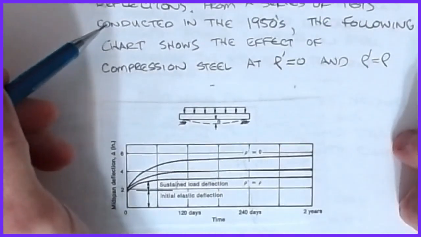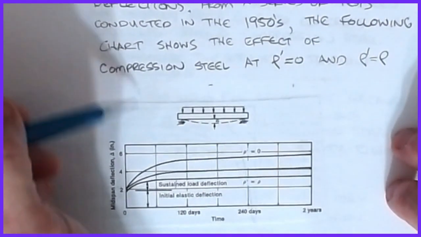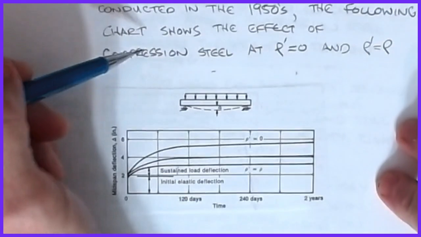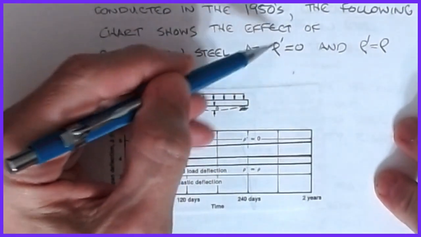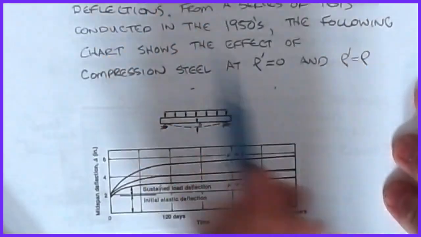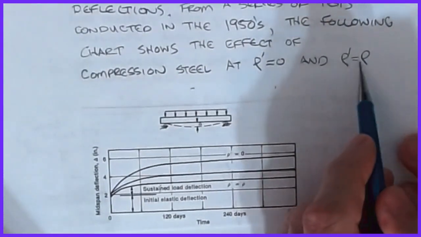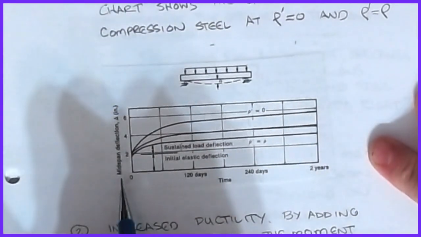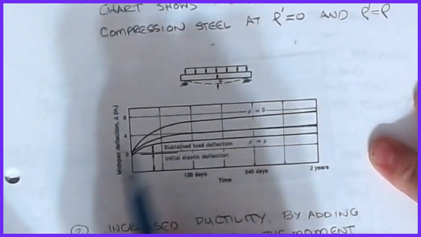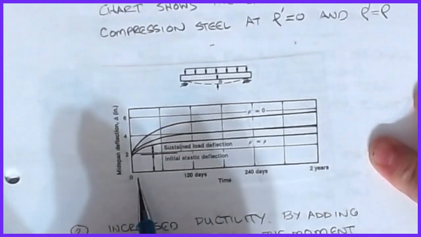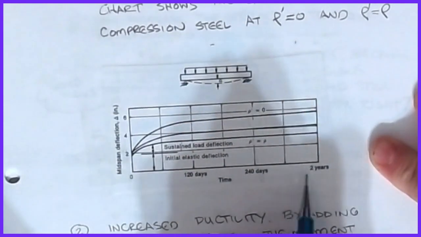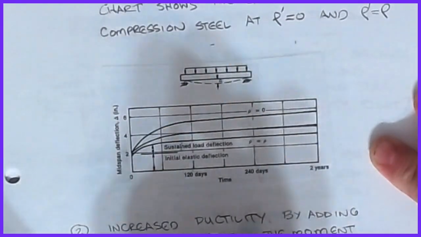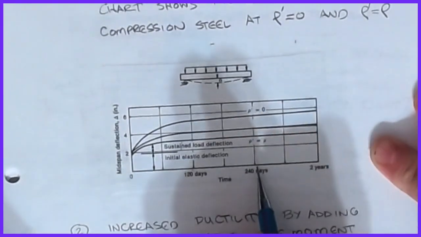And so from a series of tests that were conducted in the 1950s, this picture shows for a simply supported beam the effects on our deflections by adding compressive steel at what we call a rho prime of 0, meaning no compressive steel, all the way up to a rho prime, the compressive steel ratio, being the same as the tensile steel ratio. All right, and so if we look at it, you can see that on this axis they're plotting the midspan deflection, delta, for a simply supported uniformly loaded beam, and then we're monitoring the deflections based off of some time scale here. So we've got 120 days, 240 days, all the way out to, it says 2 years, but that would be 240 days, but you get the idea.